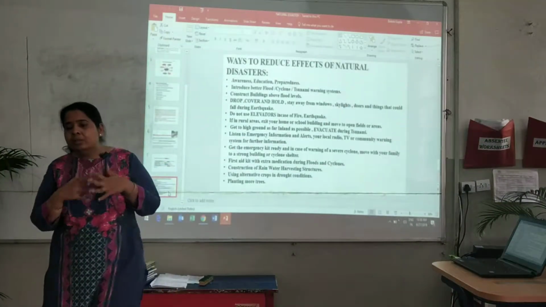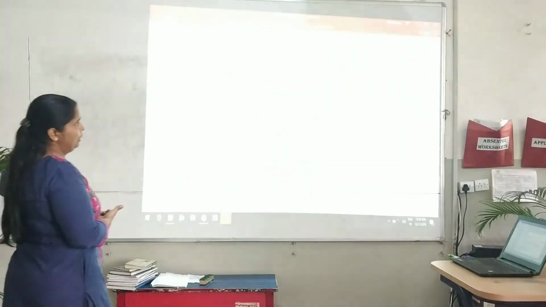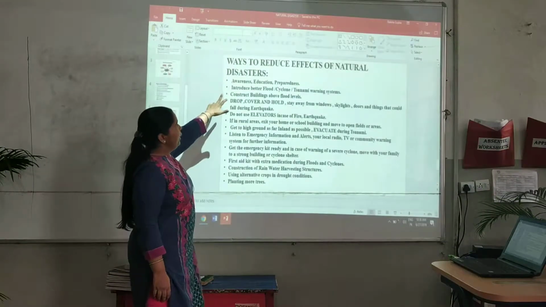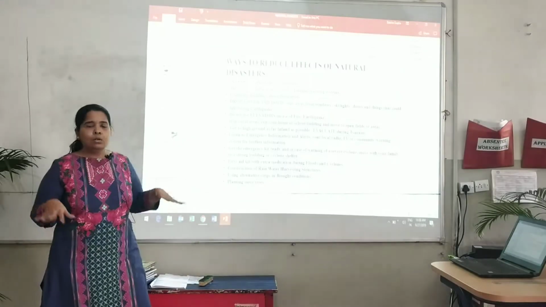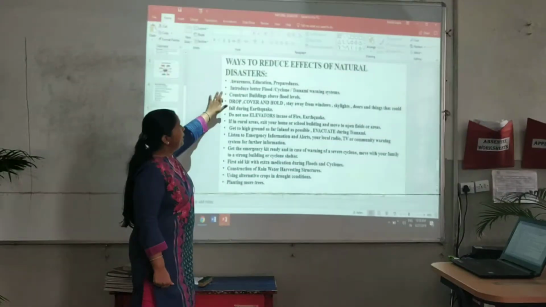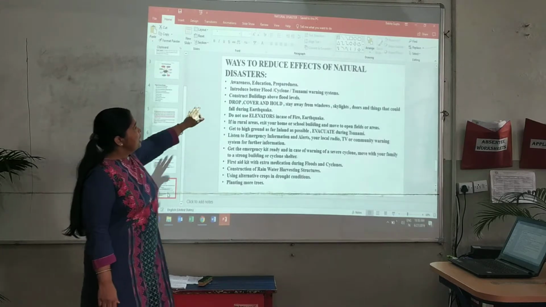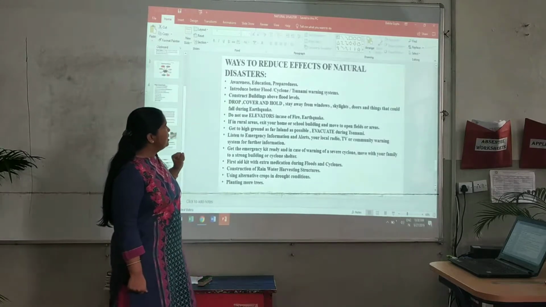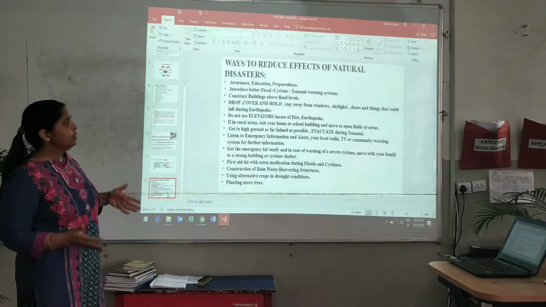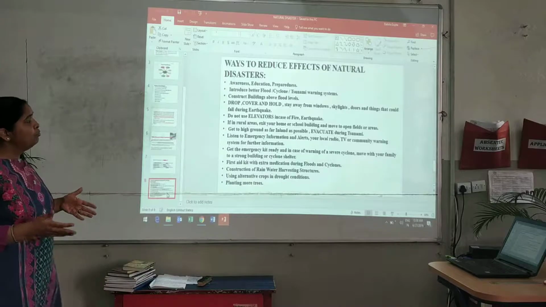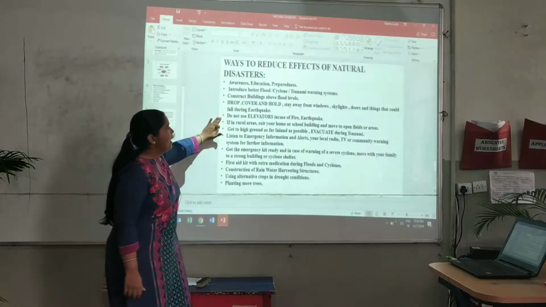Now, we have understood what is natural disaster, but how to reduce its effects? The first is awareness, education and preparedness. The more we are aware, the less the loss of life and property. Introduce better warning systems for flood, cyclone, tsunami. Construct buildings above flood levels. Drop, cover and hold in case of earthquake. Stay away from windows, skylights, doors and things that could fall during earthquake. Do not use elevators in case of fire and earthquake.